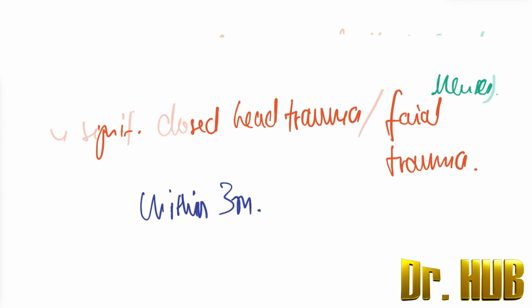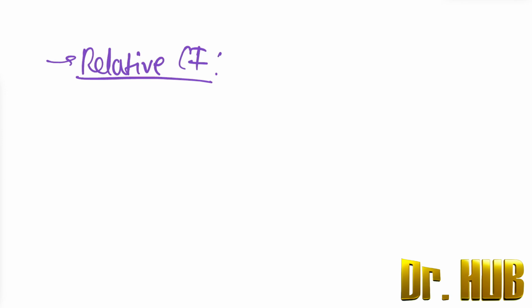Next, we move on to the relative contraindications. So what do the relative contraindications include? Relative CI stands for the relative contraindications for thrombolytic therapy. So it includes uncontrolled hypertension.